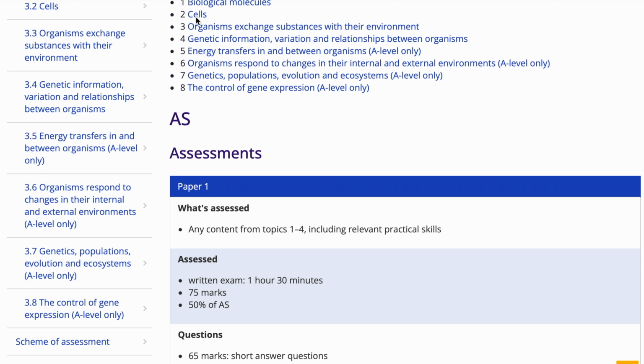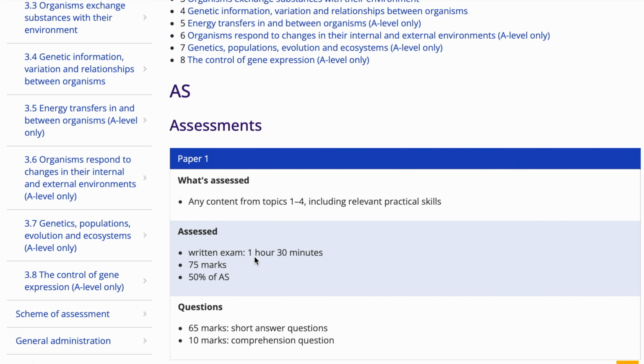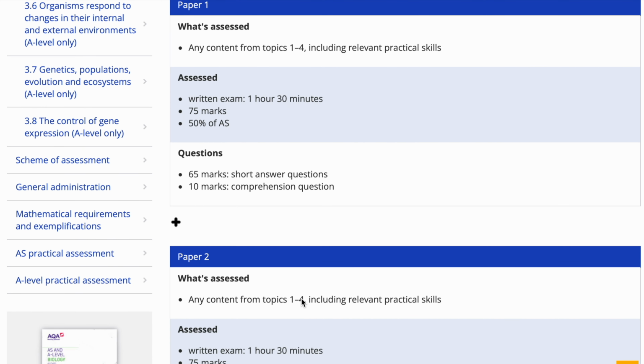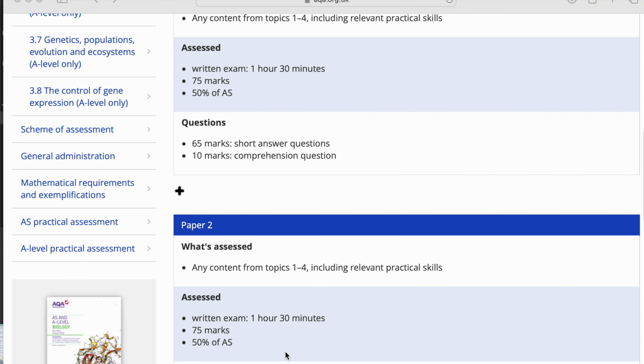It's important also to look at the question style, so you've got some short answer questions and some comprehension questions. So with the comprehension questions, you're going to really need to apply your knowledge to different situations. So as you can see at AS level, paper 1 and paper 2 both contain topics 1 to 4. Both are written exams in an hour and a half, 75 marks and 50%. The A level, again, containing the same proportion of short answer and extended answer questions.